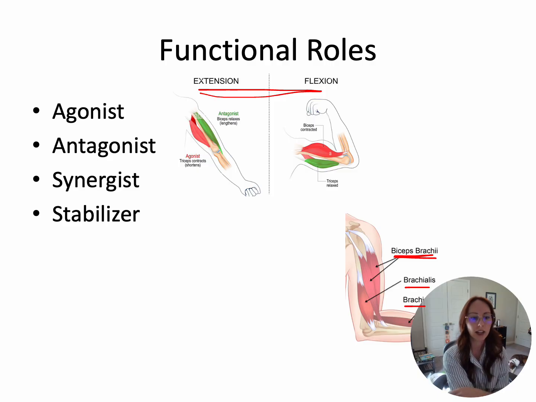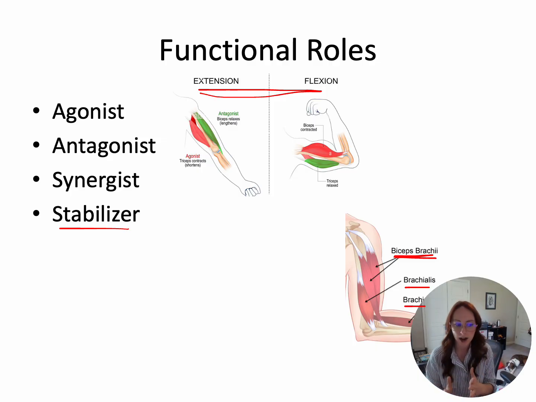And then we have stabilizers. So stabilizers are also known as fixators. They surround a joint or body part to fixate, to stabilize, so the other body segments can exert force and move. So you see the stabilizers most often in the proximal joints, so the ones that are going to be closer to your trunk. So the more distal joints can have that movement and can have that desired effect.